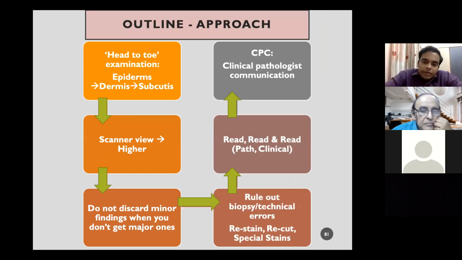And when you are not seeing the specific finding, do not discard the minor finding, because they can also take you to a diagnosis. Initially, you can rule out some technical error or biopsy error if you don't see the finding, but you can do more and more step cuts. You can read your books, then see the slide, then talk to the pathologist. So it's like that. Eventually, it is something which lies on CPC.